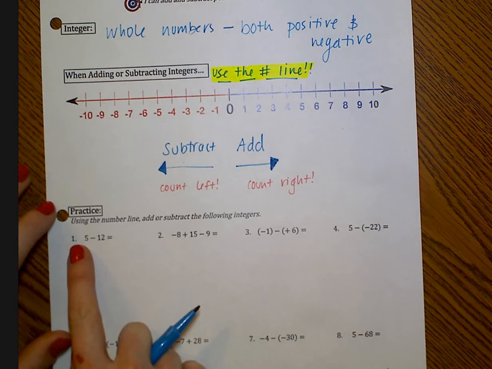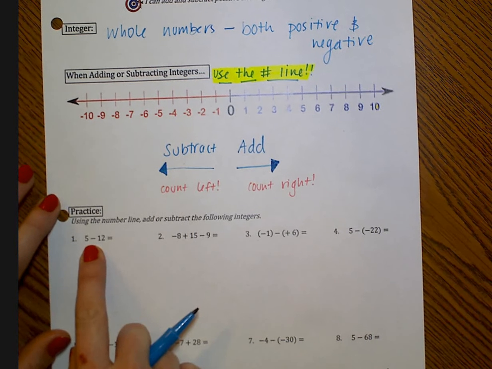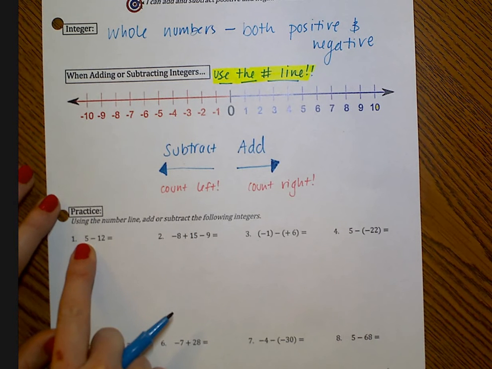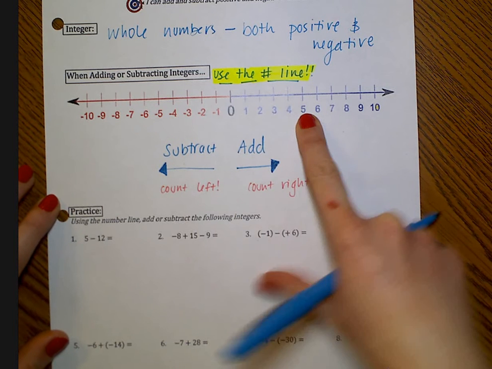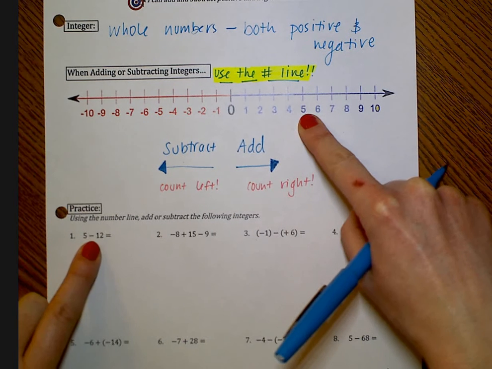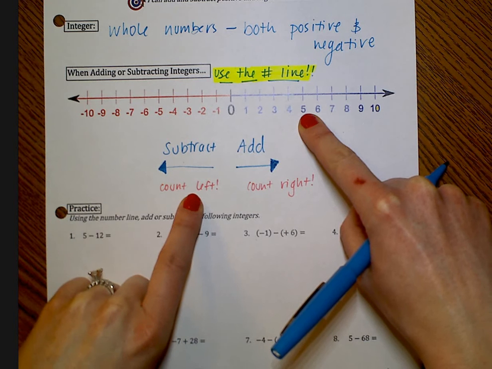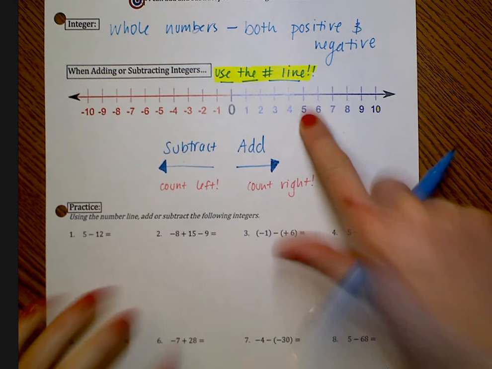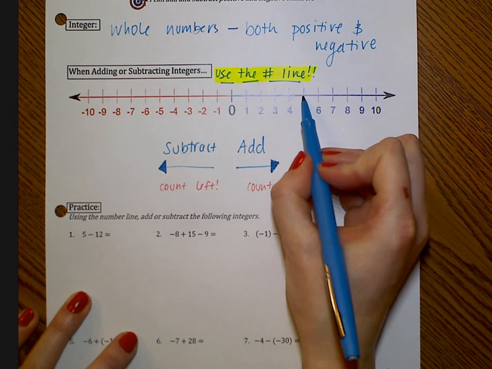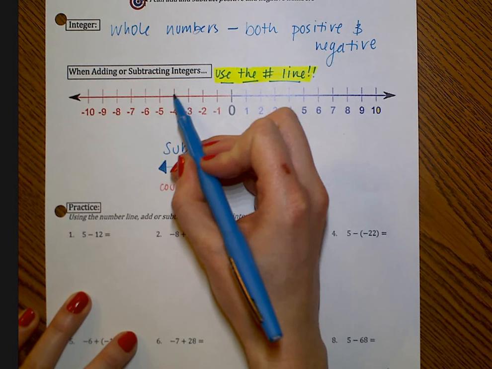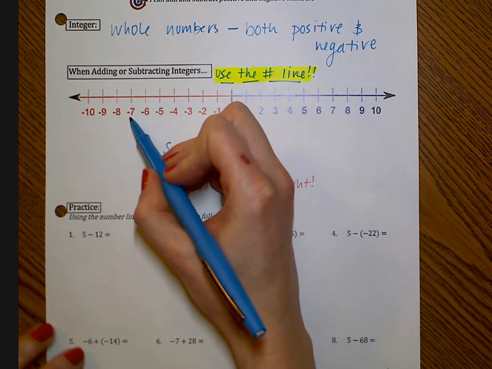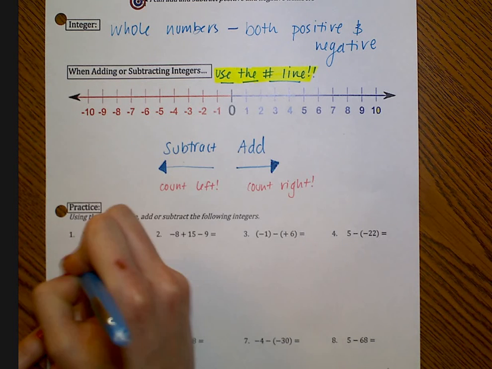Okay, so when I'm doing 5 minus 12, you start at the first number. So 5 is the first number. I'm going to locate 5 and start there. I'm subtracting 12, so I told you to count left if you're subtracting. So I'm going to start at 5 and count 12 spaces to the left. 1, 2, 3, 4, 5, 6, 7, 8, 9, 10, 11, 12. And then I land at -7, so that's my answer.